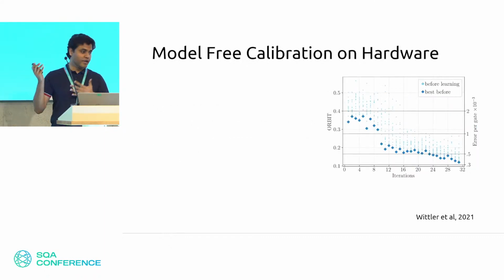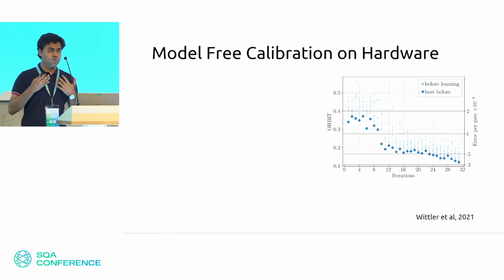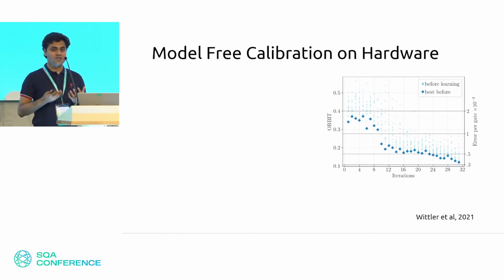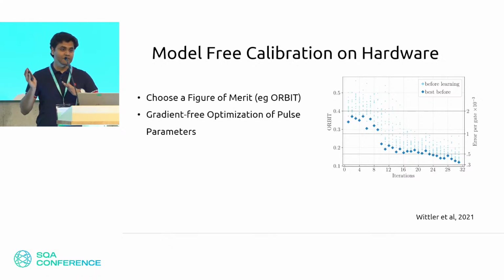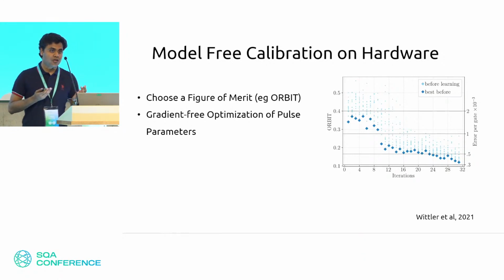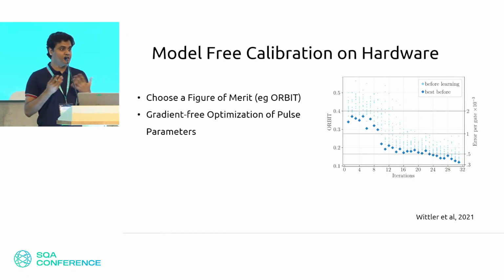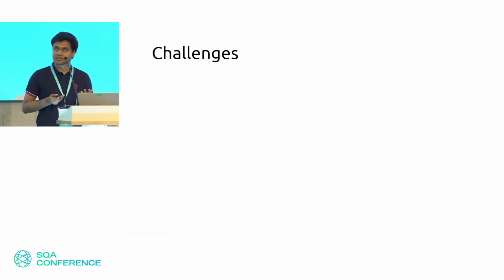So then you go to the next step. You want to calibrate these pulses on hardware. And we heard a lot about this in the previous talk, about how you make this process better. This is what you will do classically. You will have something like ORBIT, and then you do gradient-free optimization. In the previous step, you had a model, which means you had access to gradients, and you could use a gradient-based optimizer to optimize the pulse parameters. In this case, you use something like a gradient-free optimization.